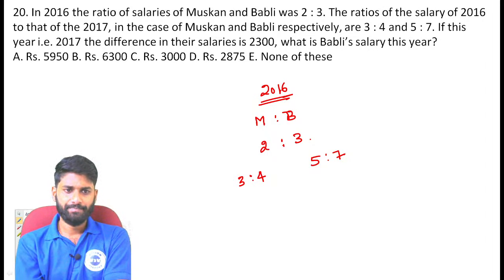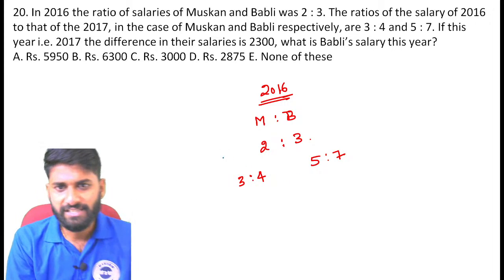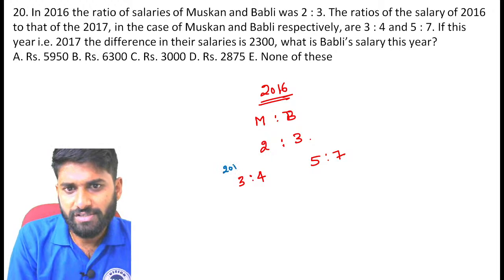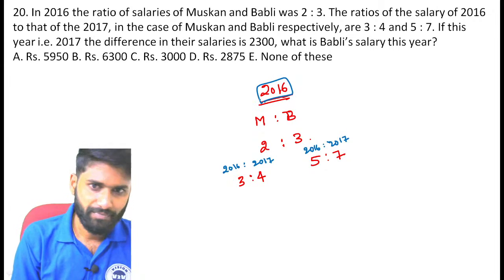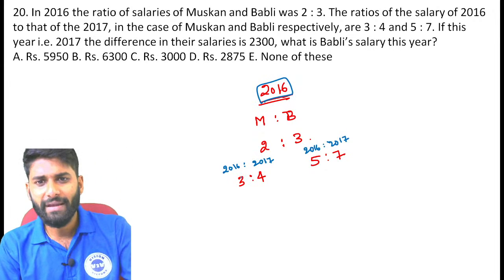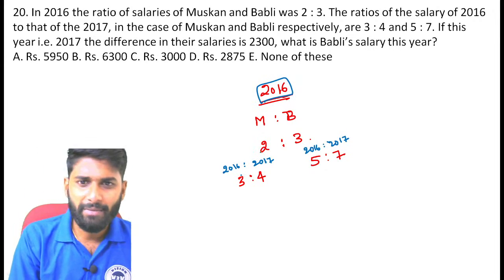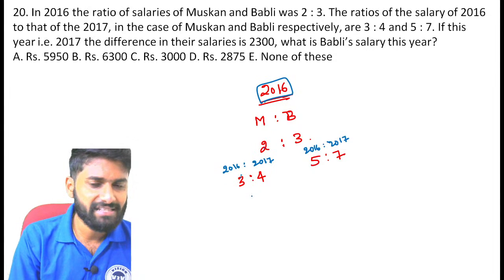See, guys, for this type of question, first you just concentrate. This is the salary of 2016 and this is the salary of 2017. Again here, this is the salary of 2016 and this is the salary of 2017. Now, we want to compare 3 becoming 2, guys. Why? Because the 3 and 2 values are exactly equal, and the 5 and 3 values are exactly equal.